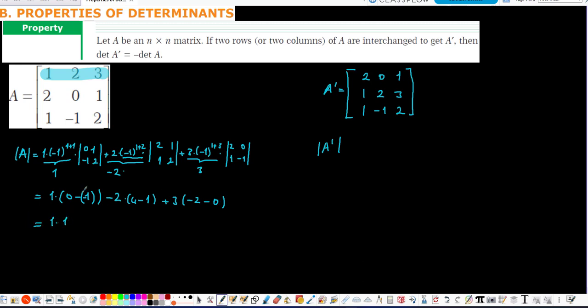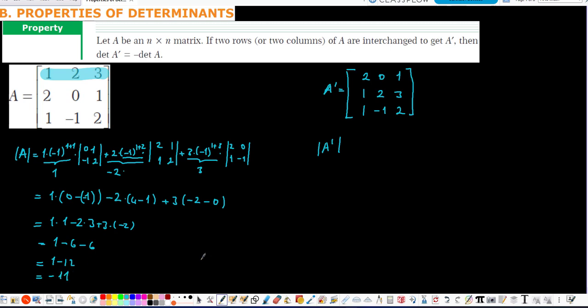So the determinant is 1 times 1, 0 plus minus minus 1, it's going to be 1, plus 1, minus 2 times 3, and plus 3 times minus 2, which is equal to 1, minus 6, and here 3 times minus 2 is equal to minus 6 also. So the answer is 1 minus 6 minus 6, which is equal to 1 minus 12, which is equal to minus 11.